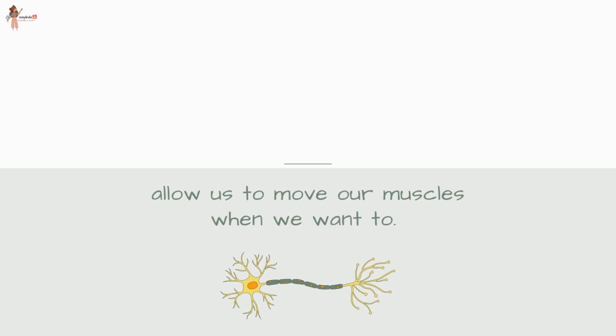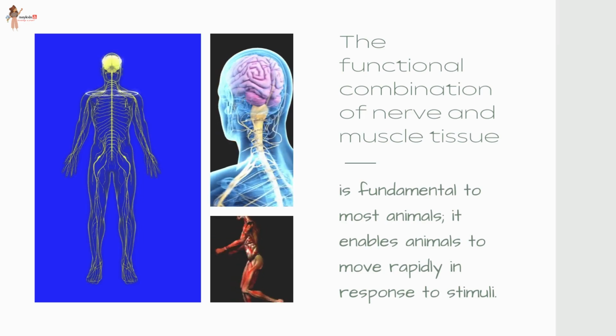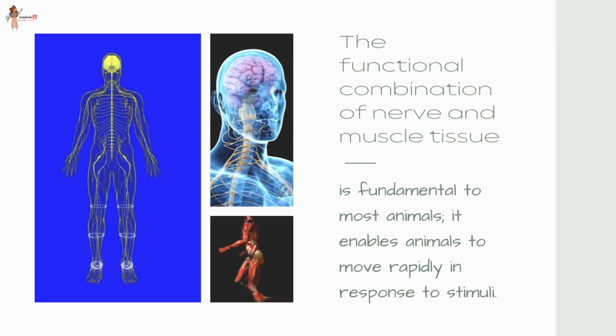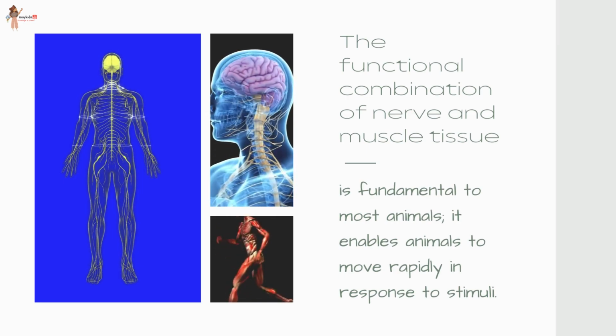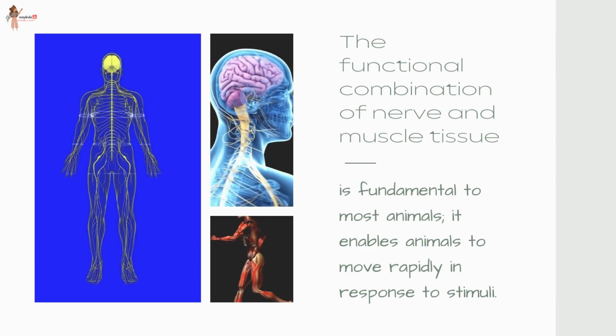Nerve impulses allow us to move our muscles when we want to. The functional combination of nerve and muscle tissue is fundamental to most animals. This combination enables animals to move rapidly in response to stimuli.